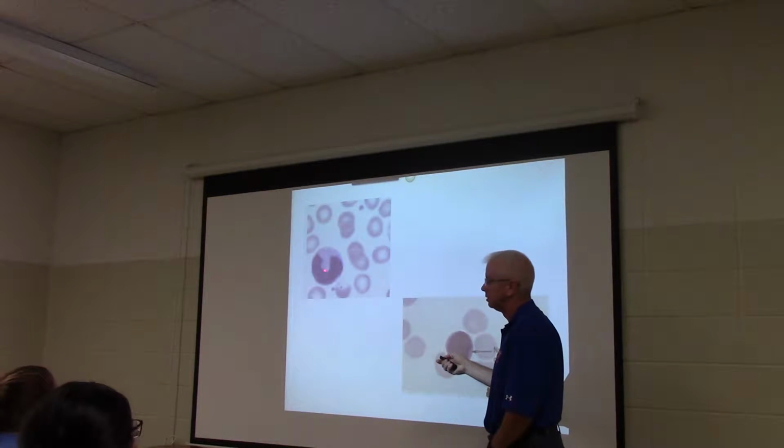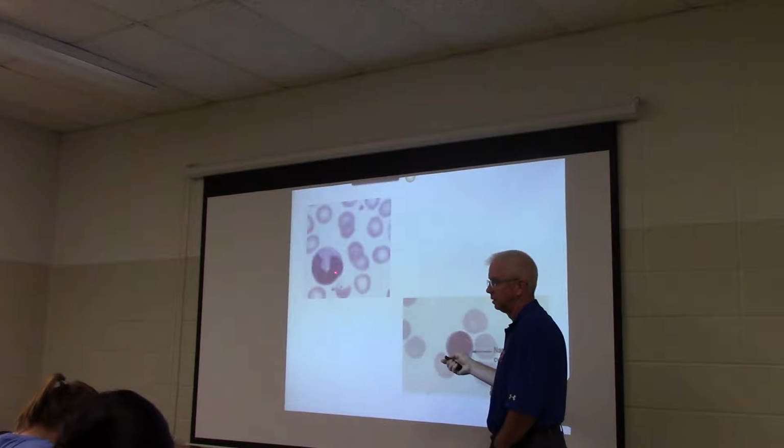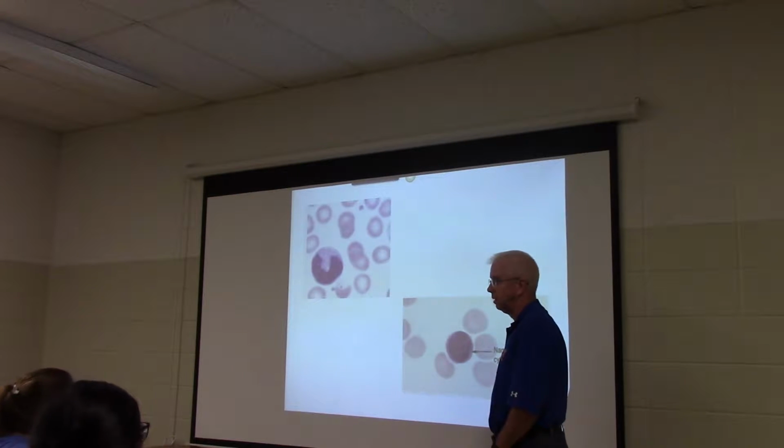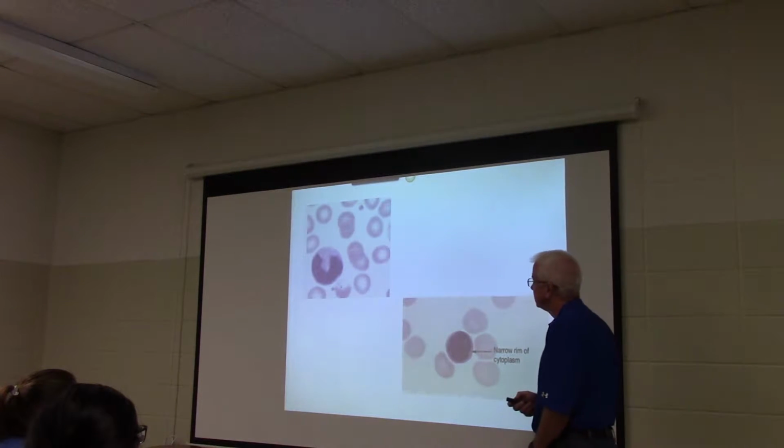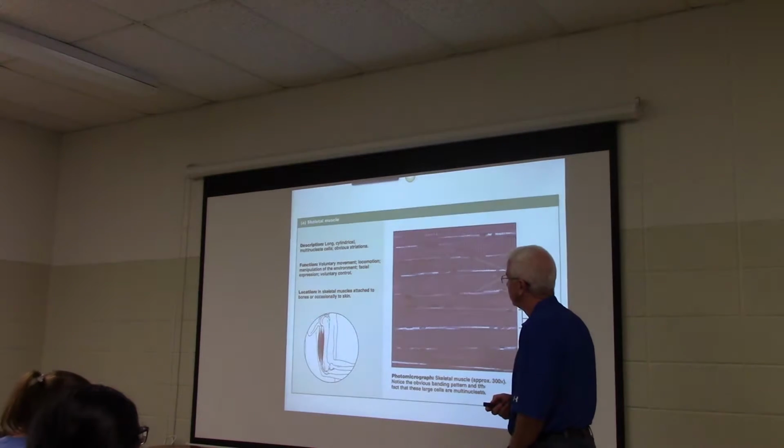And what's this one? That's a monocyte. How do you know it's not an eosinophil? There are no granules in the cytoplasm. Okay, so those are the 5 white blood cells and some little tricks, keys to identify them.